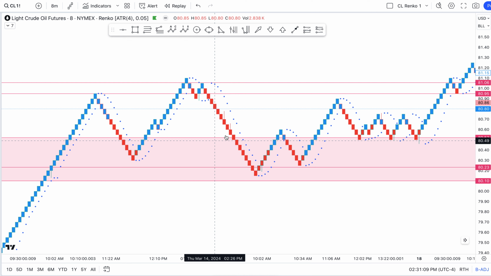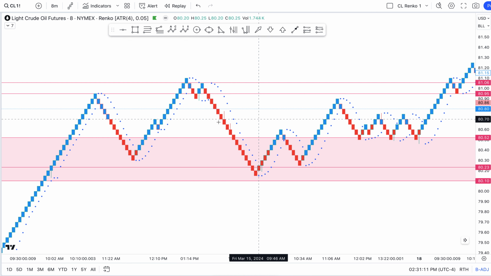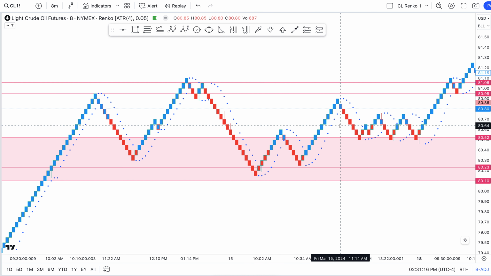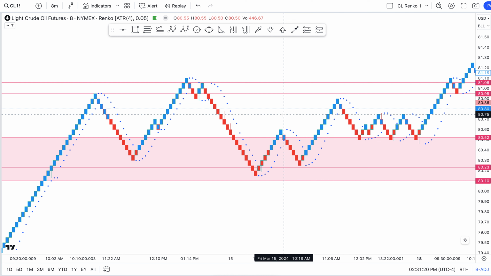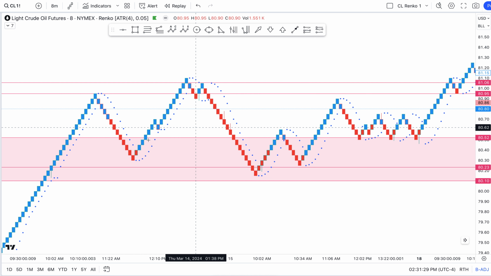Another thing is, because of that, if you tinker with your chart and change it, the bricks have the potential to change. Just take my word for it, and also go look at YouTube and study Renko and how they're formed and how they're created and how the ATR handles the creation of these bricks.